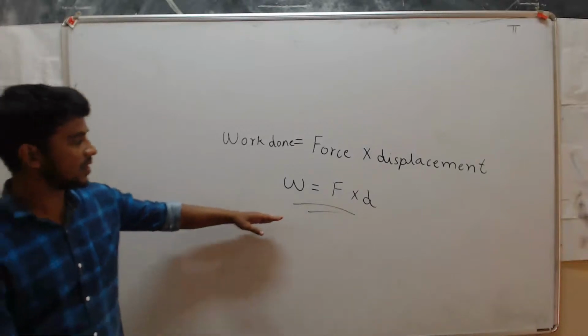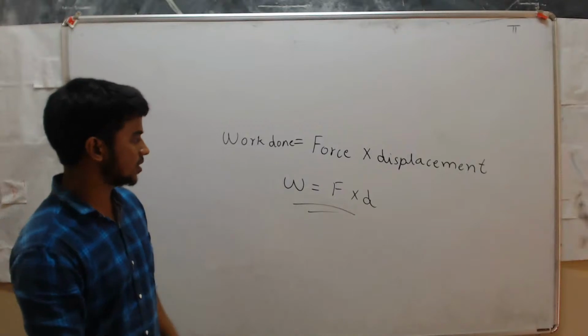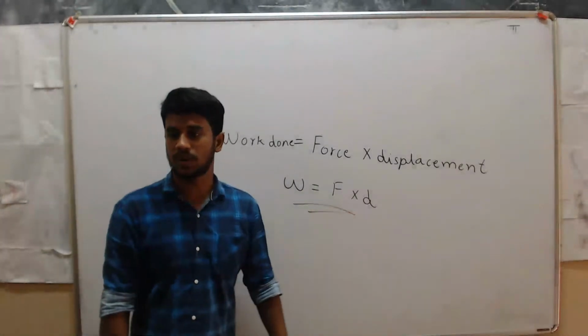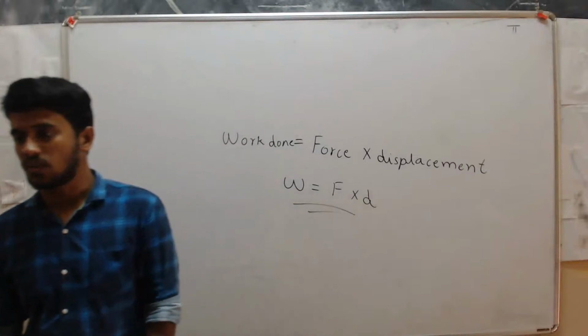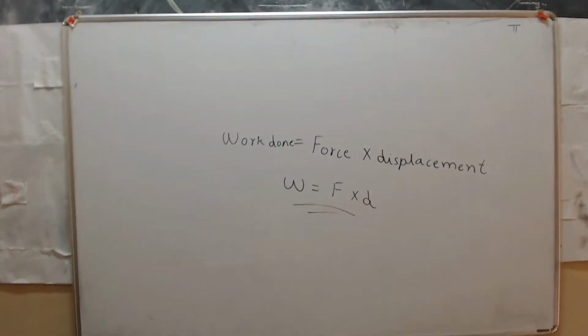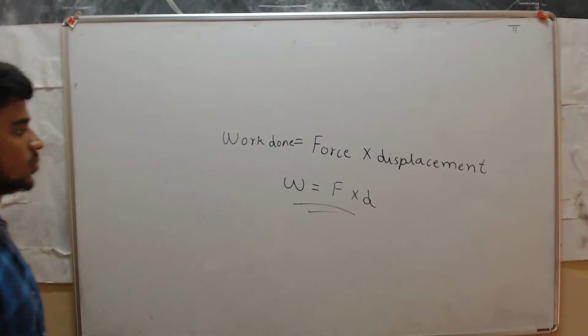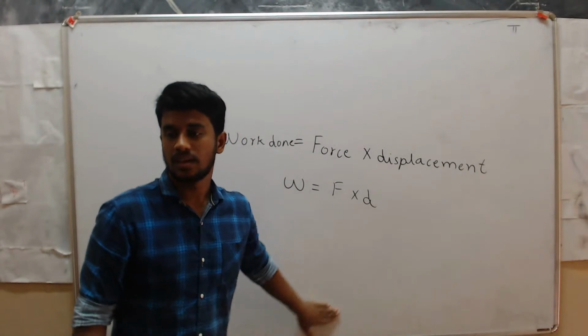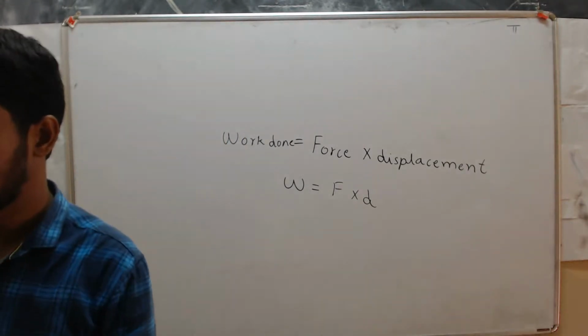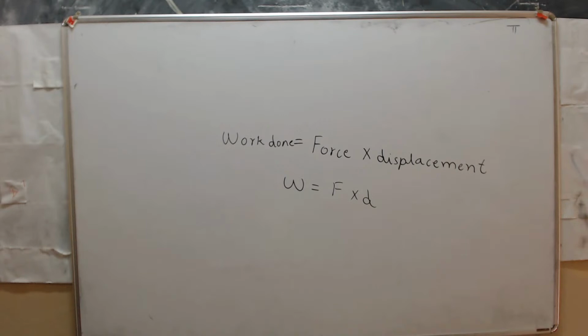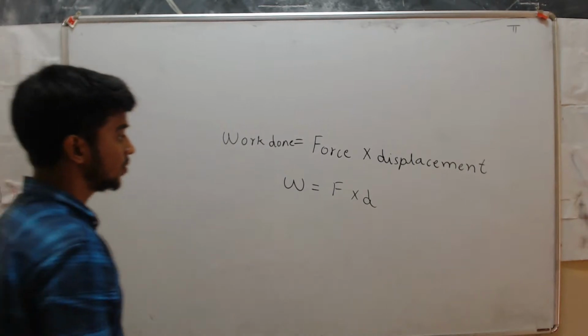So what is the SI unit of work done? We know the formula: work done is equal to force into displacement. So now tell me, what is the SI unit of work done? Quick. Yes, here Shruti and Channu answered. Yes, Joule, correct. But before that, there is one more.